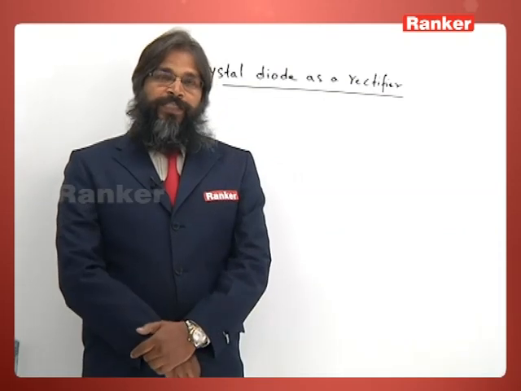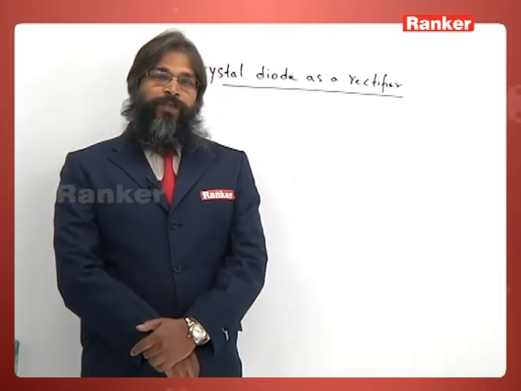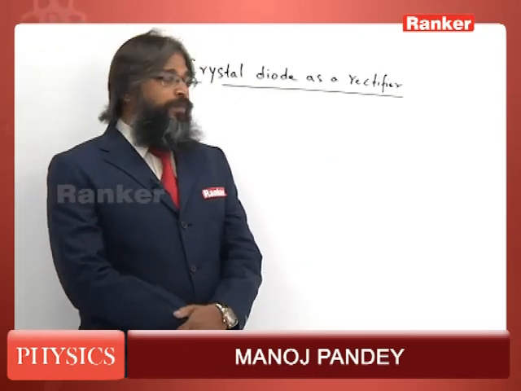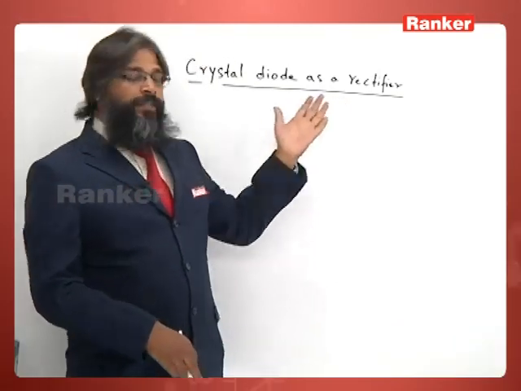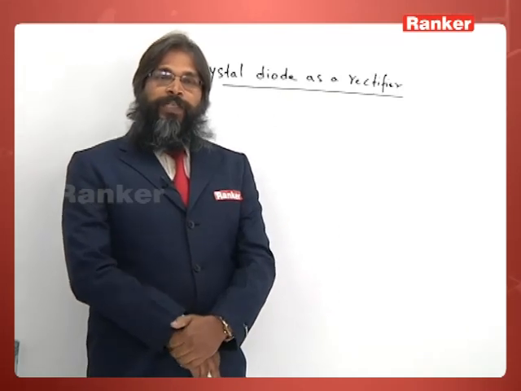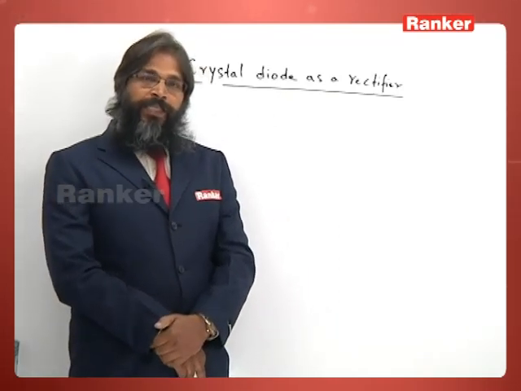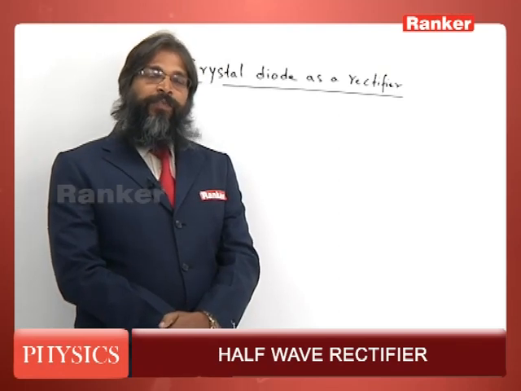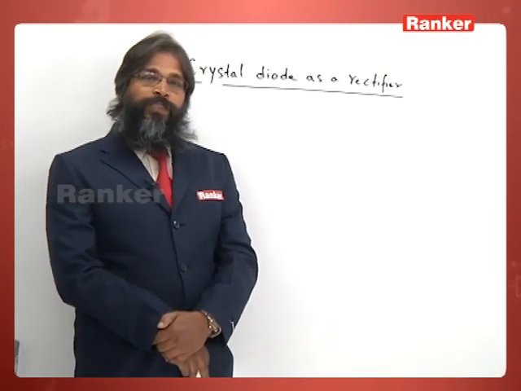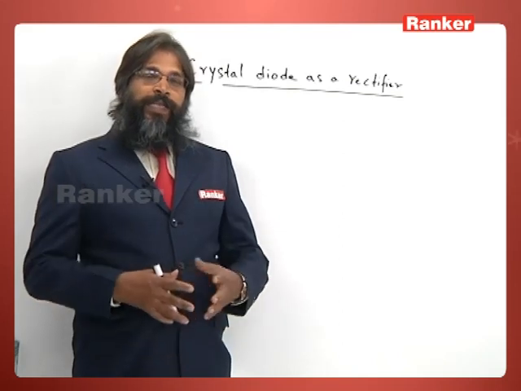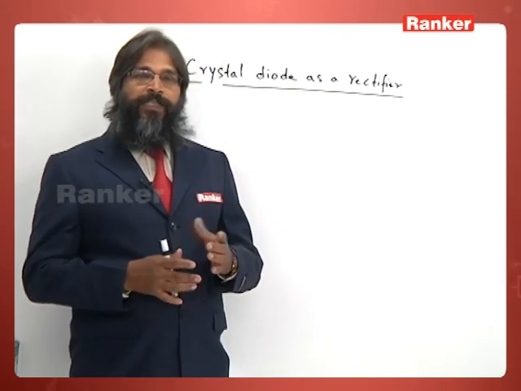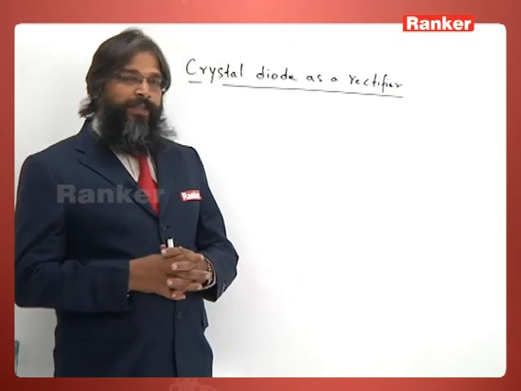So, today in this session we are going to see one of the common applications of the crystal diode as a rectifier. The crystal diode, that is the PN junction, is used for rectification, that is converting AC into DC. Nowadays the cell phone charger is basically a rectifier.